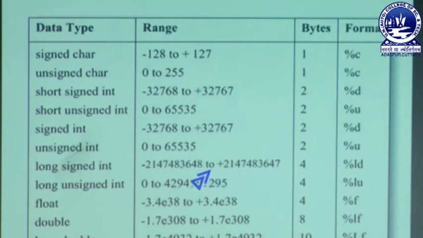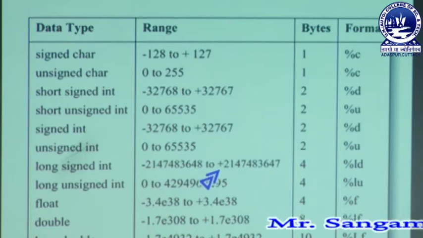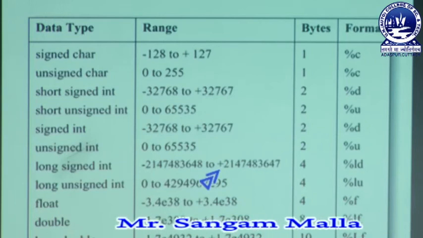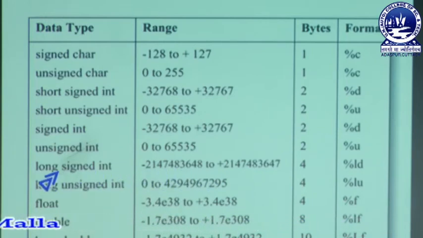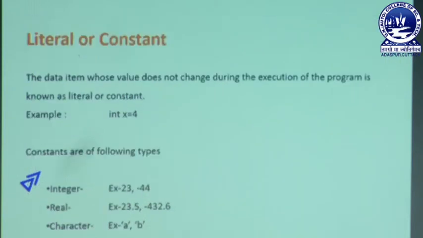So suppose I am writing long signed int and I am taking a variable, suppose x equal to a value, so the value must be within this range. If any value exceeds the range, then it will not be stored. So these are the list of all the data types which have different ranges and different bytes that they allocate in the RAM. So moving to the next topic, that is the constant.